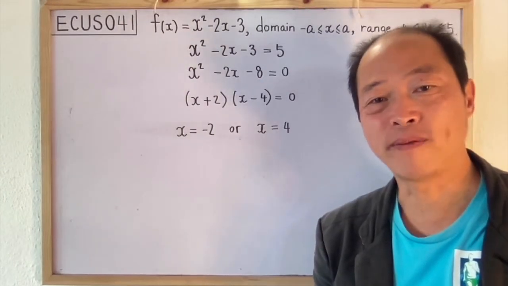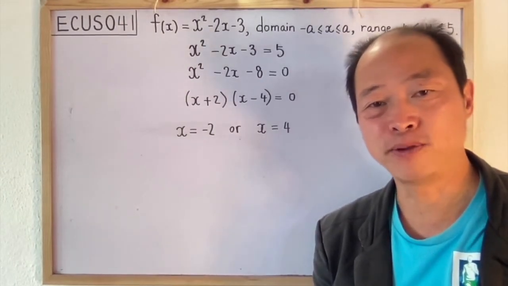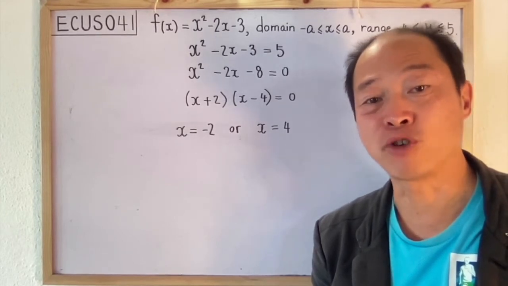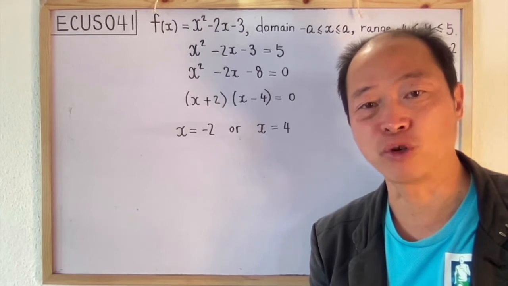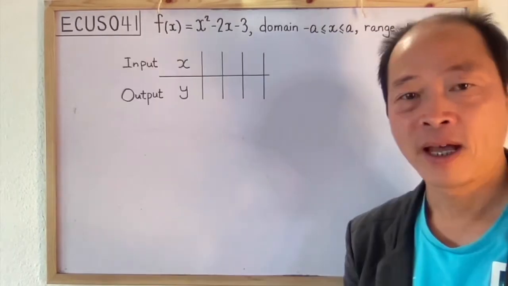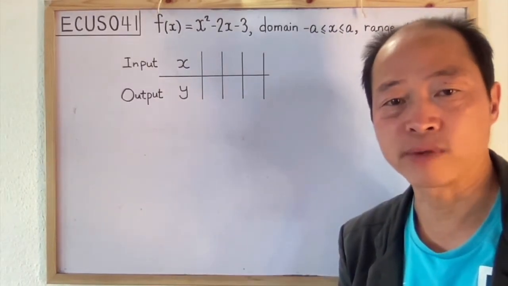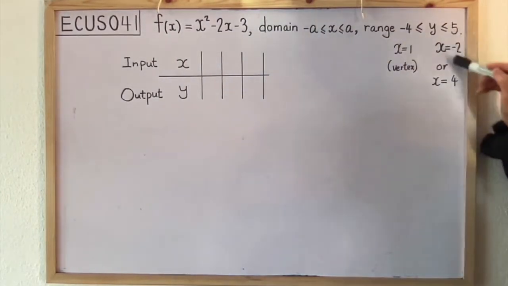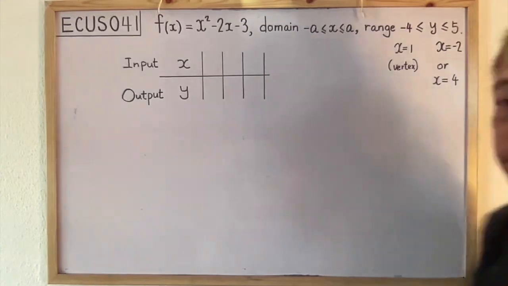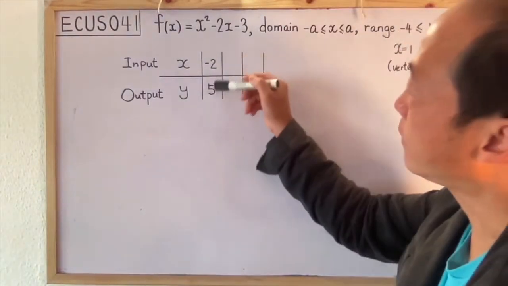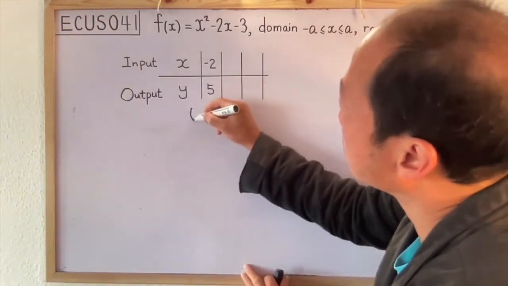Actually, an input of a function and the corresponding output coming together form a pair of coordinates, and the pair of coordinates represents a point of the graph on the xy plane. Let's review what we have done. When x equals minus 2, the function output is 5. Minus 2 and 5 form a point of the graph.